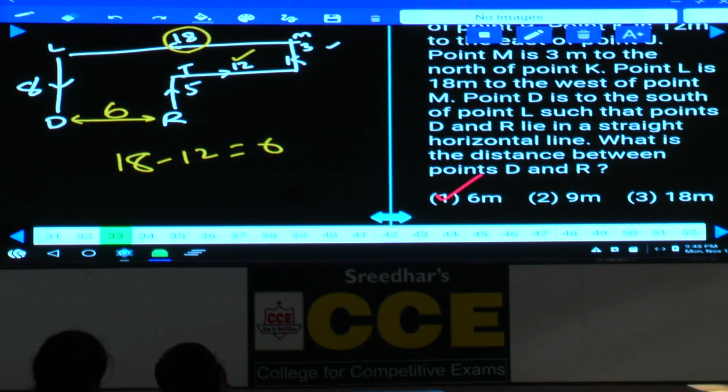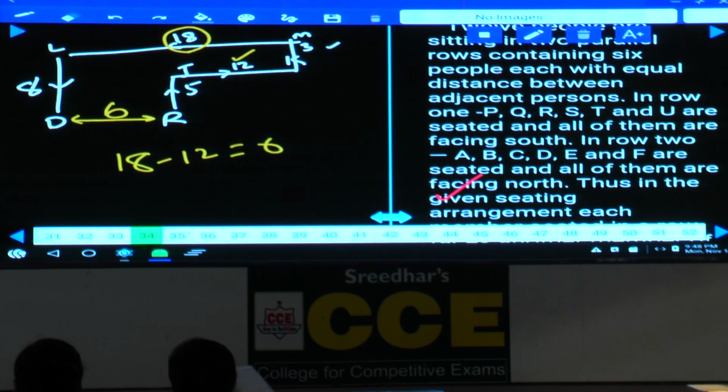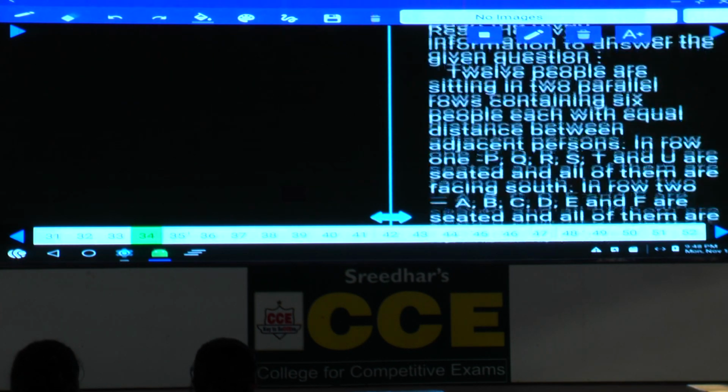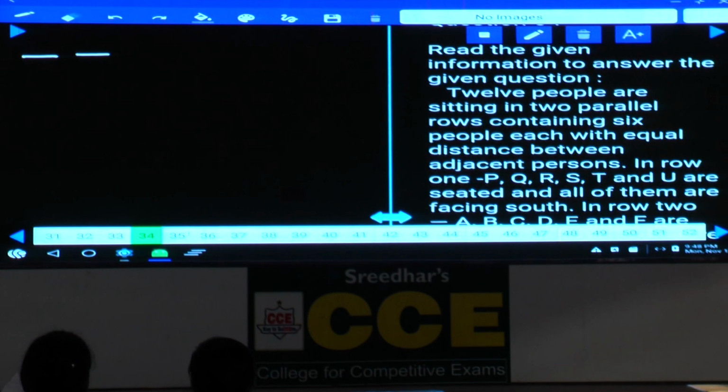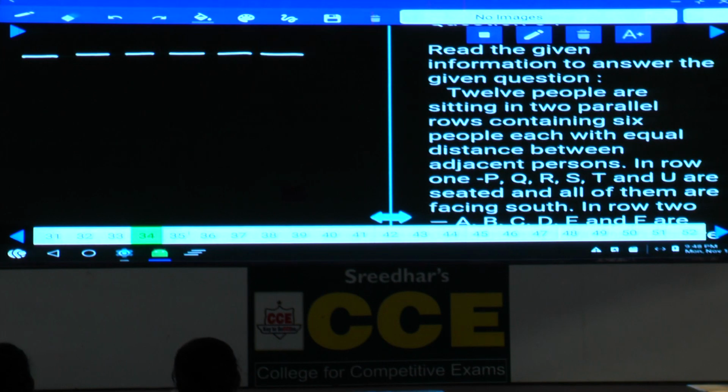Then 34 to 38. Now in these questions, what is the information we have? 12 people are seated in 2 parallel rows. How many persons do we have? 1, 2, 3, 4, 5, 6: 6 in one row and 6 in the other row.